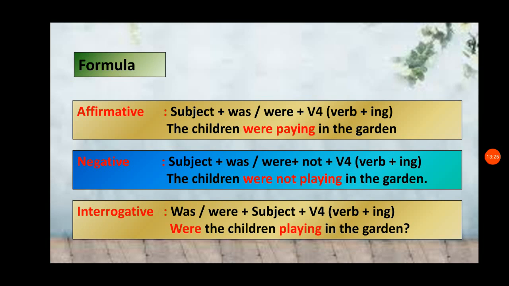What are the past forms of the be verb? Was and were. So where do we use was? For the first person singular I, and third person singular he, she, it. And were can be used for first person plural we, second person you, and third person plural they.